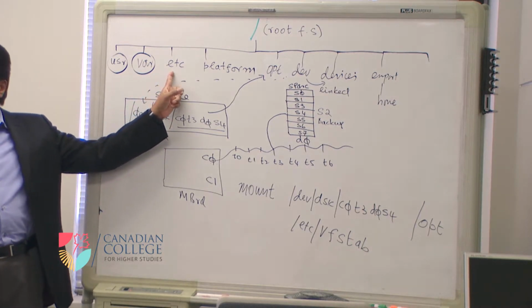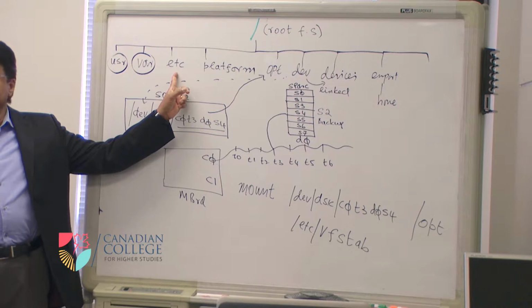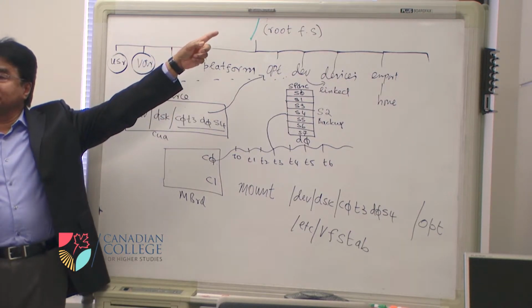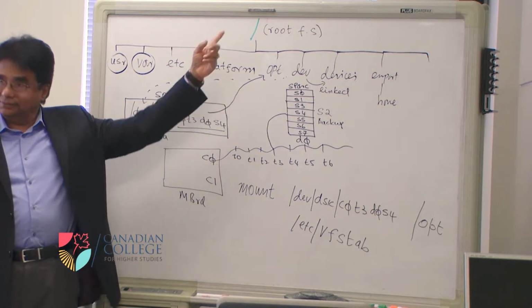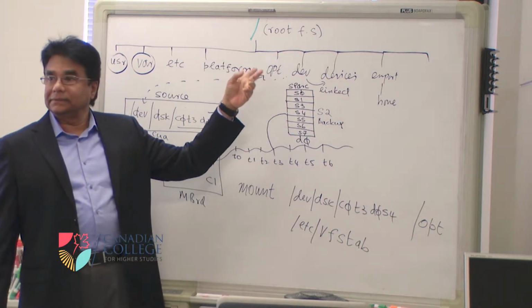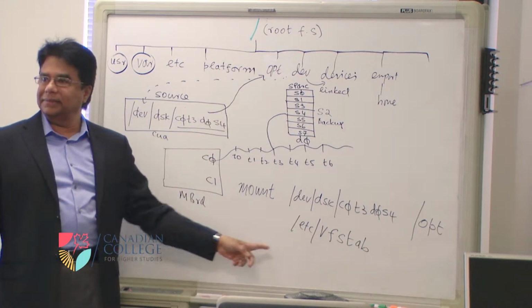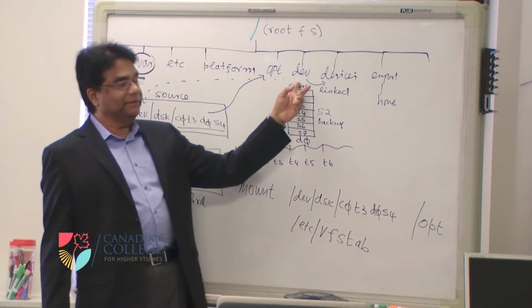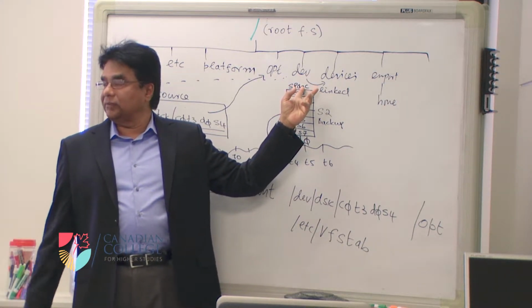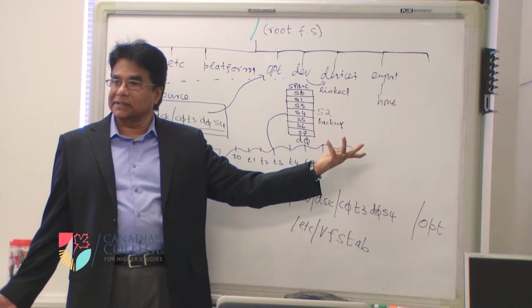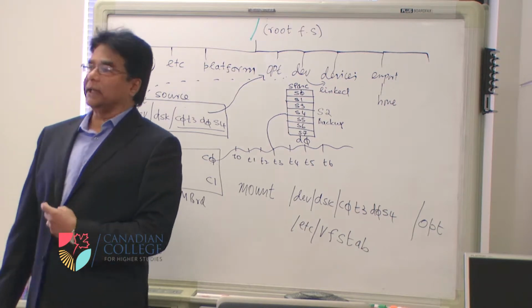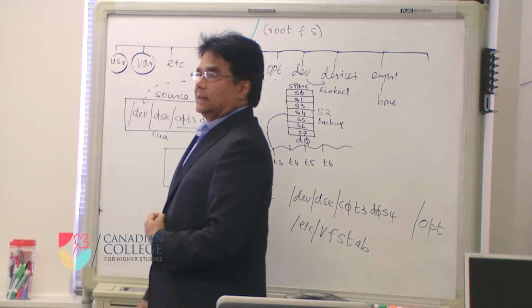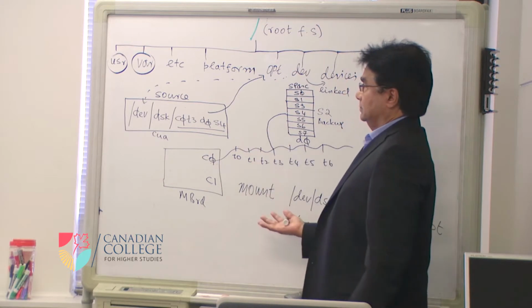But etc, is it a file system? No, etc is not a file system. It is part of the root file system. Even now, right? Platform? Part of that. OPT? OPT is a file system. And dev? Part of the root file system. Devices, part of the root file system. Whatever is there, I will see. Whatever is there will be used. Right? I'm not mounting anything on top of that. So the only file system is OPT in this example.